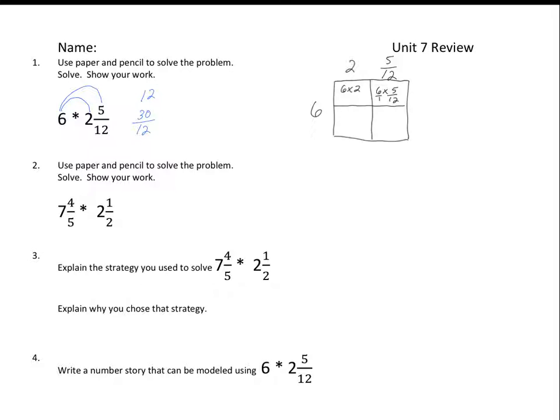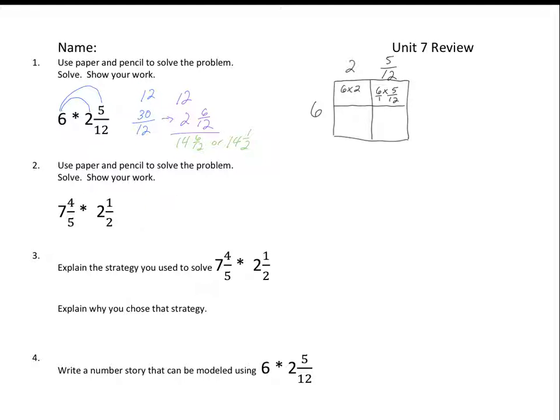30/12, which with a little simplifying is 2 and 6/12, plus our 12 from the original problem, which gives us an answer of 14 and 6/12, or 14 and a half. Now that's one way to show our work and organize our work. This other one over here is using kind of the same idea as a partial product or the area model.